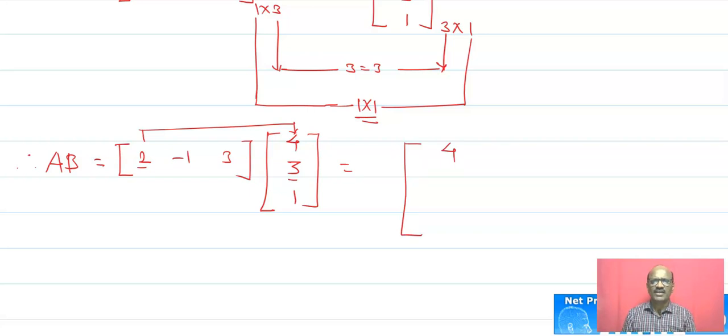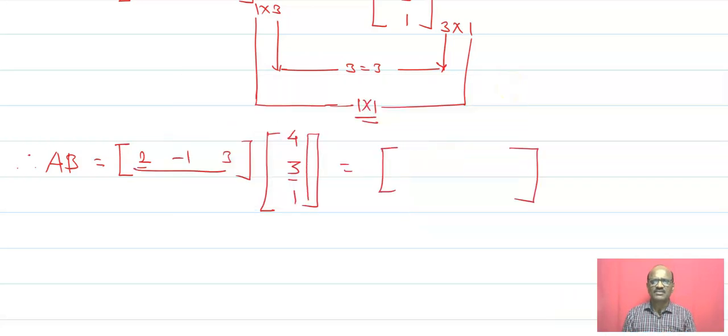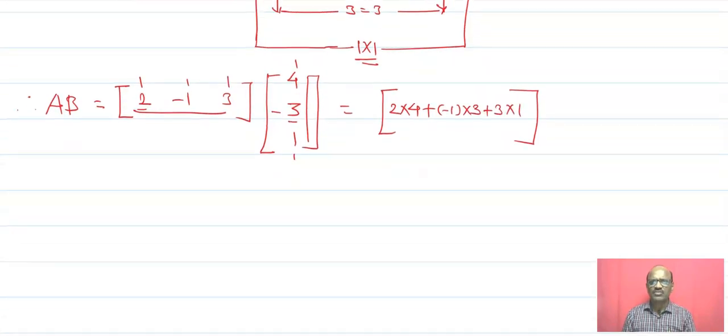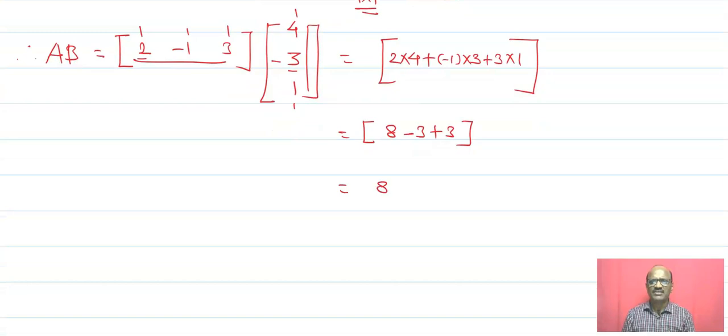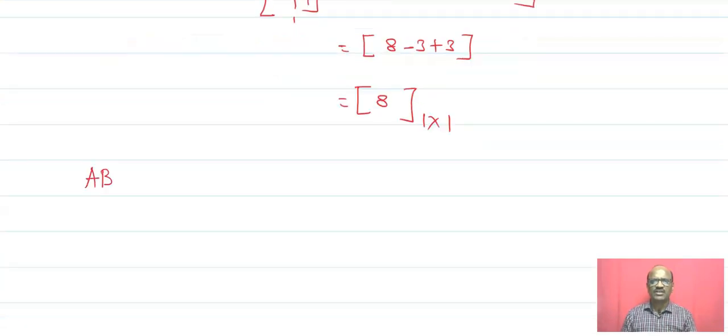4 into 2 is 8, minus 1 into 3 next. And the last number 3 is multiplied with the last number, which is 1. 3 into 1, this is the single element. 8 minus 3 and plus 3. Minus 3 and plus 3 will be 0, and that is equal to 8, and the order is 1 by 1. Therefore, AB is equal to 8, which is the single element.